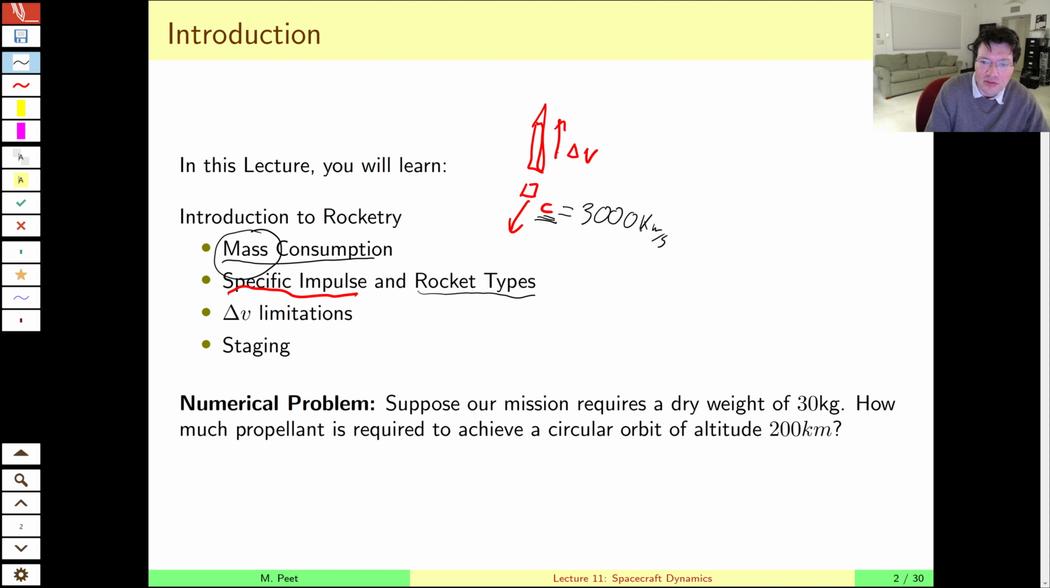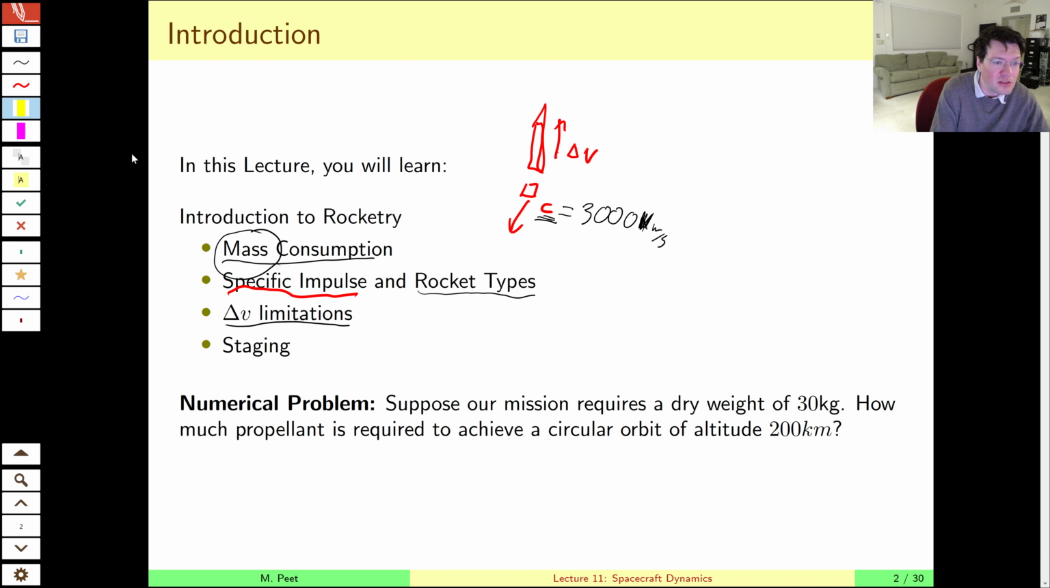Or wait, 3,000 meters per second, sorry. So 3 kilometers per second. So what then can we achieve with those kind of speeds? What kind of limitations does that put on our rockets? And then we'll find out that those limitations are actually rather drastic.